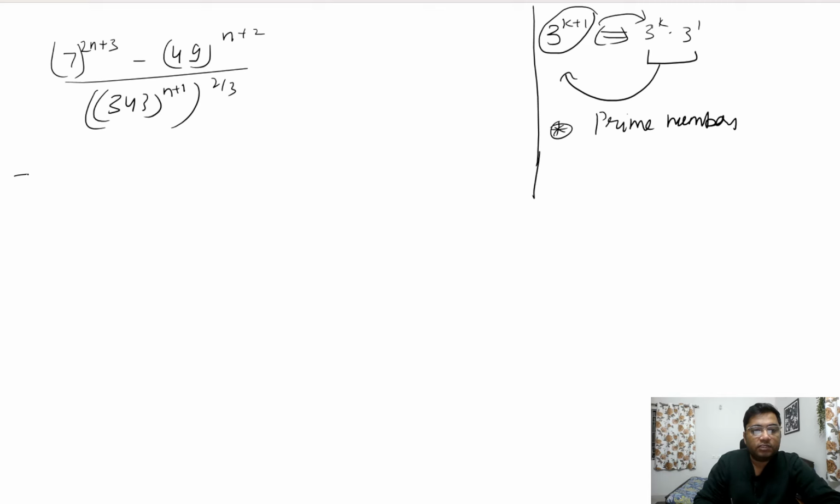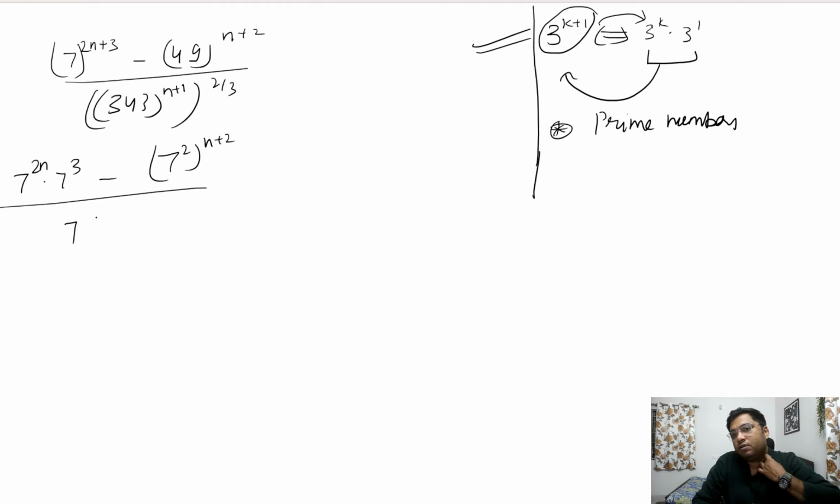All right. So we have 7 to the power 2n and 7 to the power 3. From this rule, 49 can be written as 7 squared, and then we have the n plus 2 above, and then we have 7 to the power 3, and that to the power n plus 1, and that whole thing to the power 2 by 3. Please don't worry about so many exponents. It's just going to simplify. Eventually, it all simplifies. Please understand that.